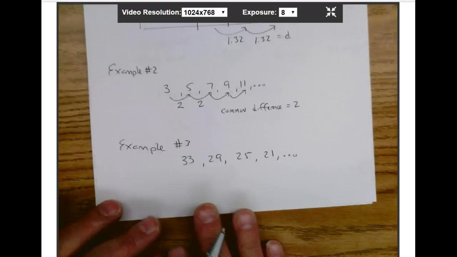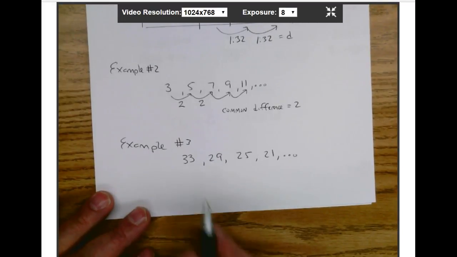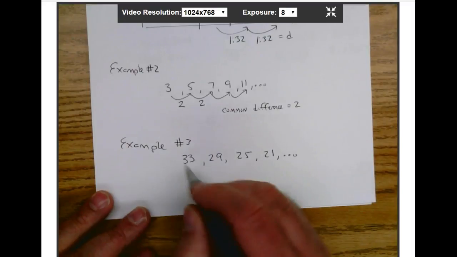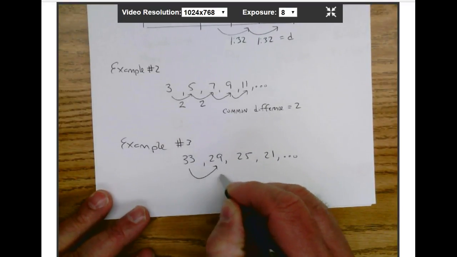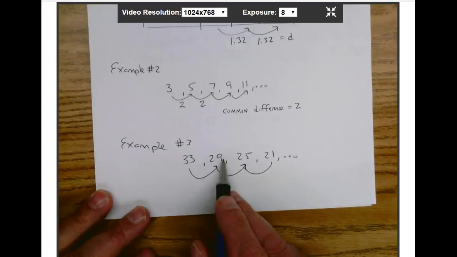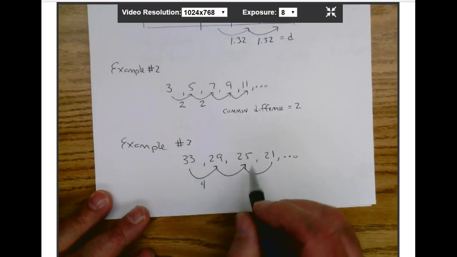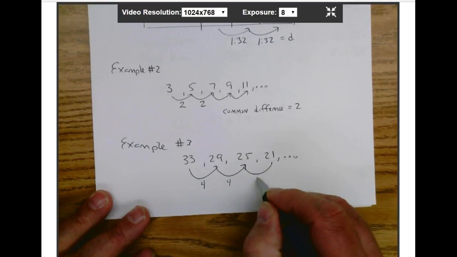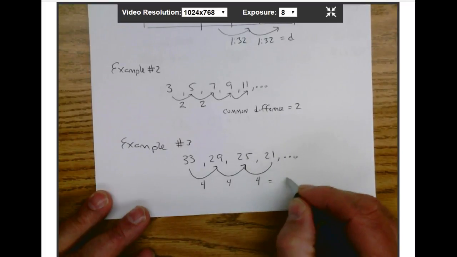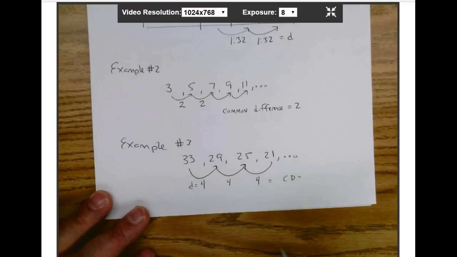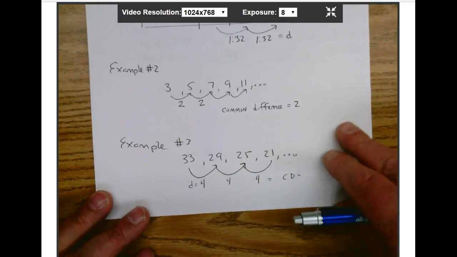Look at another example here. We have 33, 29, 25, and 21, and again, it just goes on. And then you look at the change in each one. We know 33 to 29 is a change of 4. These are easy ones. They won't always be this easy. Then 29 minus 4 is 25. 25 minus 4 is 21. So that's our common difference there. We'll just call it d this time. So that's an example of a sequence and the common difference that can exist.